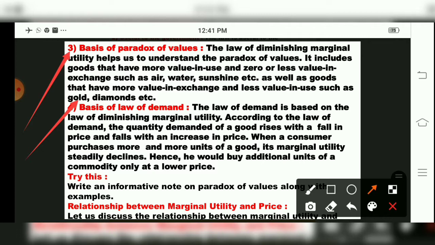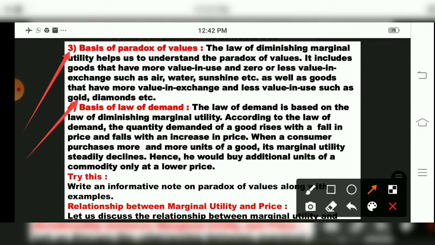So we studied all these four points related to the importance of the law, children. What? It was useful to the consumer. Who? Law of diminishing marginal utility. Then second, to the government to frame policies. Then third, that this law of DMU is based on the paradox of value. Paradox of value we have studied. It relates to value in use and value in exchange, for example water, sunshine, diamond, gold. Then the fourth point is that it is the basis of law of demand.